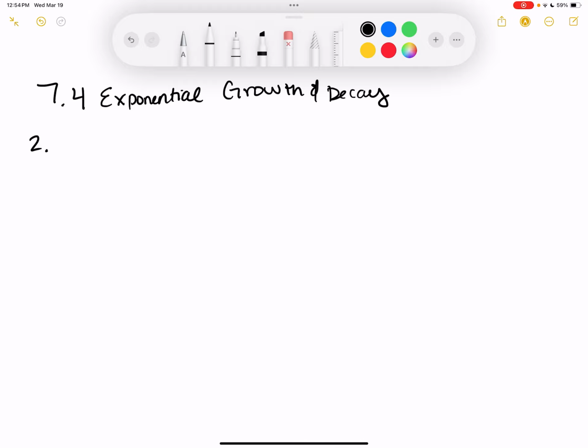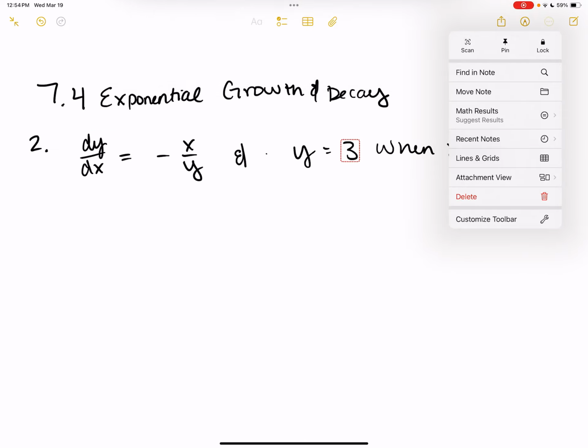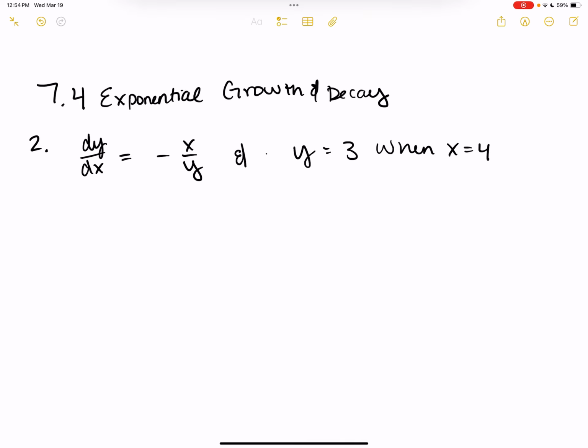Number 2, dy dx equals negative x over y, and y equals 3 when x equals 4. People are going to think we're so immature when we laugh every time. You had to be there. Had to be there. It goes deeper than that.